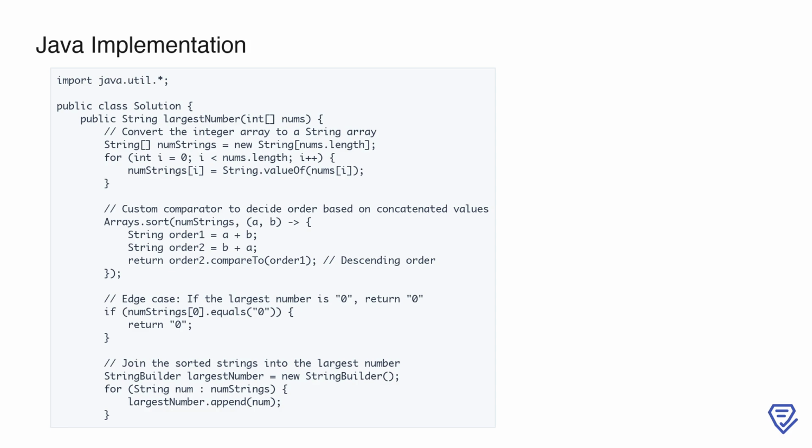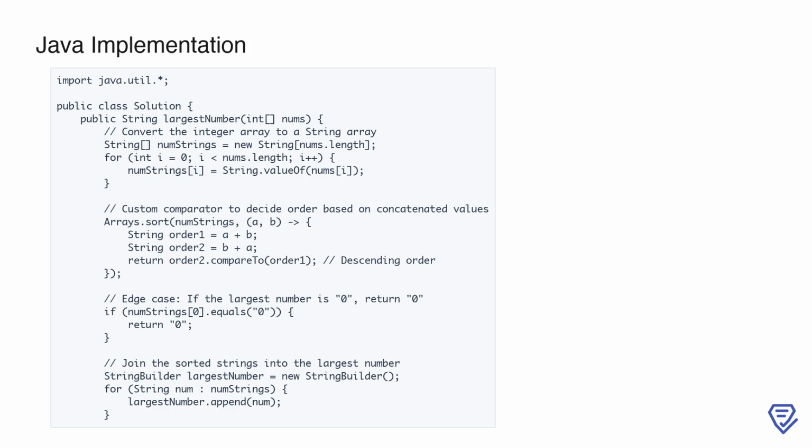Here, we begin implementing the solution in Java. First, we import the necessary packages and define the solution class along with the largestNumber method. The input to this method is an integer array called nums. To start, we convert this integer array into a string array. This allows us to manipulate the individual numbers as strings during the sorting process. We use a simple loop to iterate through the input array, and for each integer, we convert it into a string using String.valueOf, storing the result in the numStrings array.